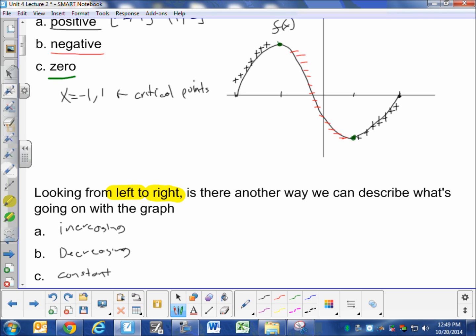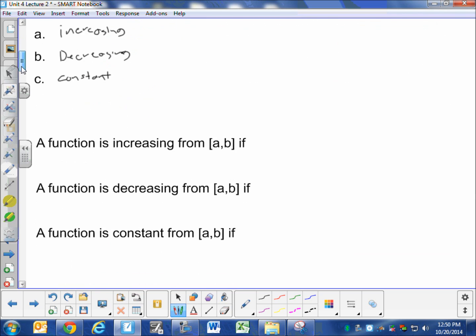Well, this is interesting. This is another way we can describe a function. We can ask questions. When is a function increasing? When is a function decreasing? I could ask you, when is a function constant now? And you would know what to do. Well, you'd know the idea of it at least. A function is increasing if its derivative is positive, on that interval from A to B, everywhere on the interval.